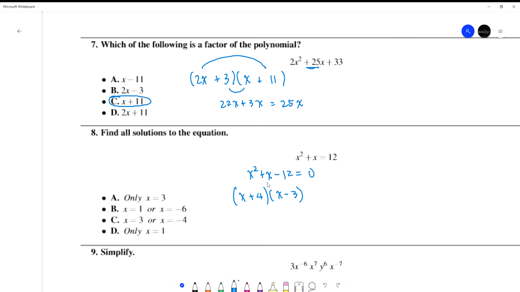Next, I see that we have this, so don't forget, this is equal to 0. So I have x plus 4 is equal to 0, x minus 3 is equal to 0. So that means x is equal to negative 4, or x is equal to positive 3. Okay, any questions with this problem? Okay, so hopefully everyone got that one. Let's move on then.